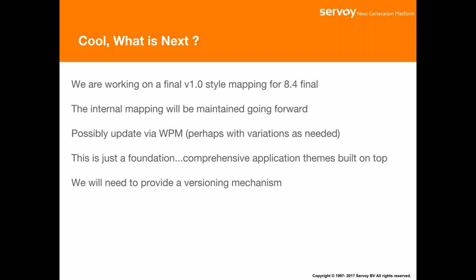What's the best way to, we have a primary color and a secondary color and an inverse and that sort of thing. Those are just assumptions about ways to really generalize the style of an application and make it easier. So we're working on a final version of that that will go in the 8.4 final build.